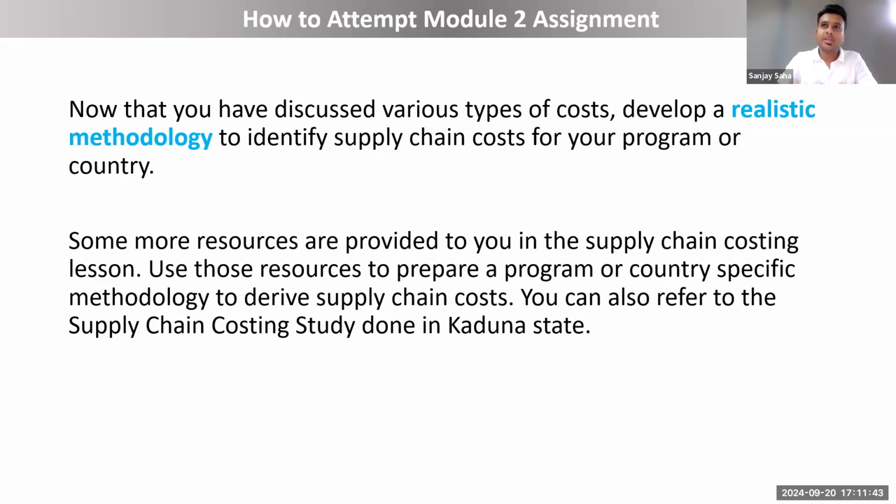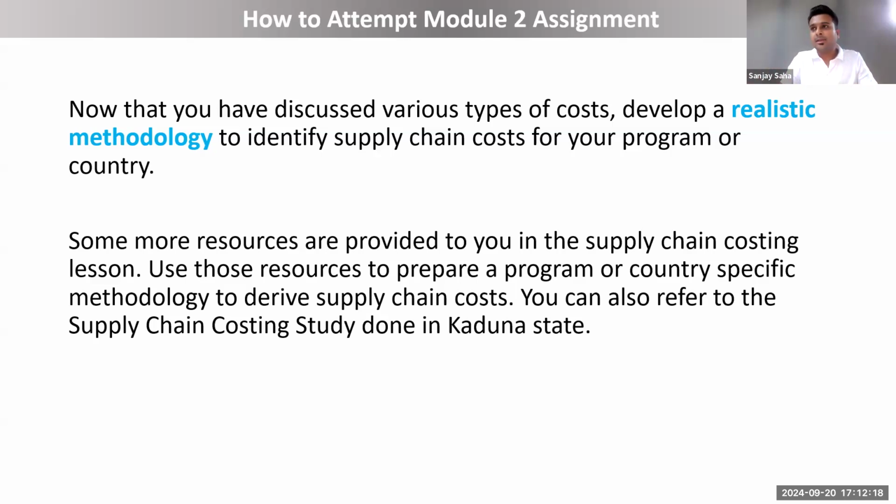There is a supply chain costing plan from USAID provided to you, one document. Then the Kaduna supply chain costing study has been provided to you. So review those documents and then think from the perspective of your own state or organization for that matter. You are only required to develop a methodology of how you would do this study. You don't need to add data. You don't need to add any real stuff. You can take assumptions, you can create hypothetical scenarios.